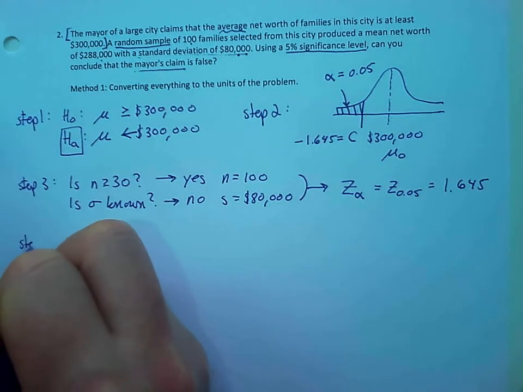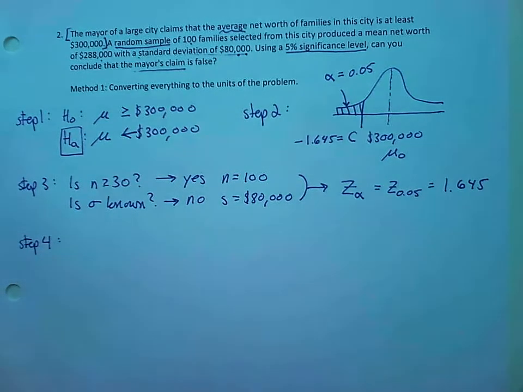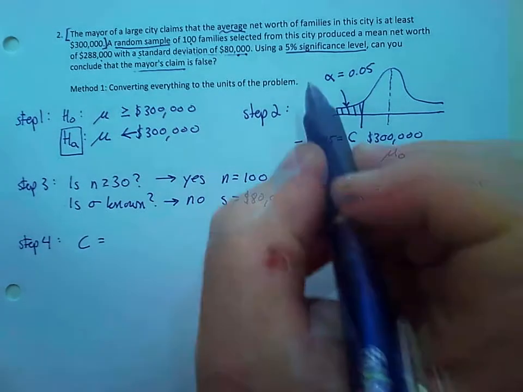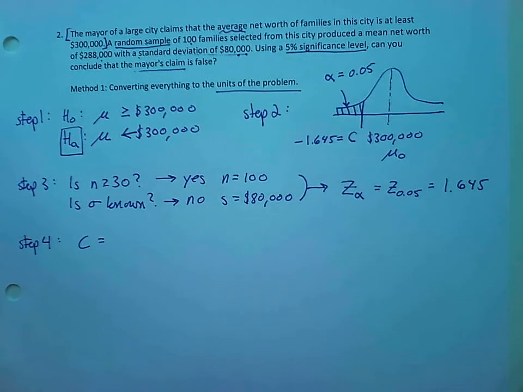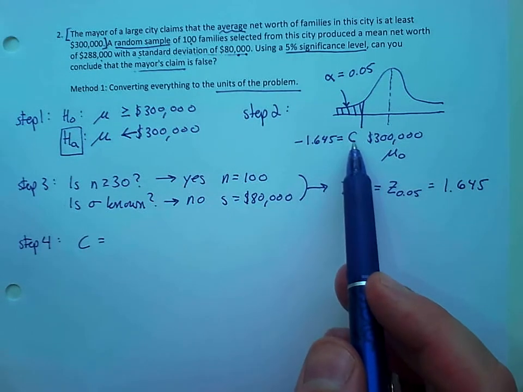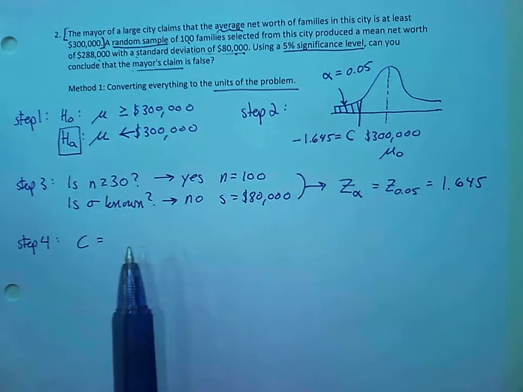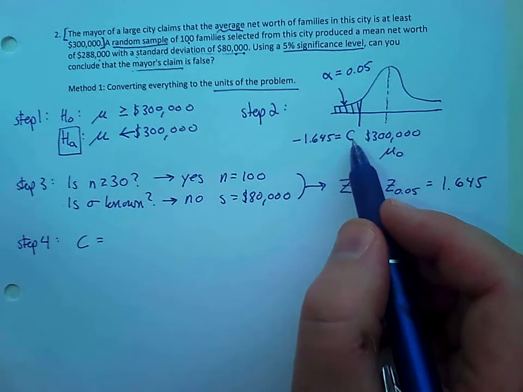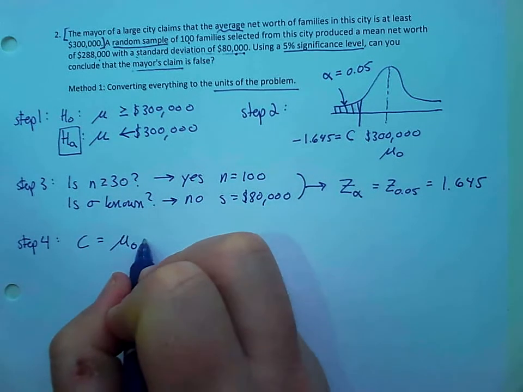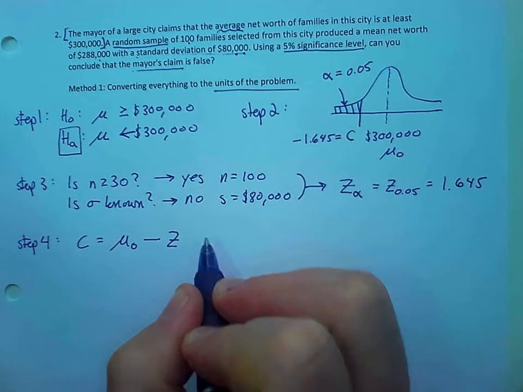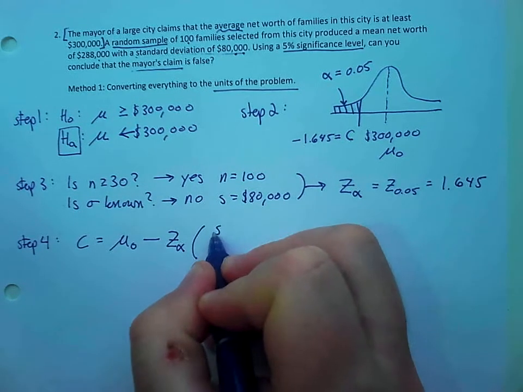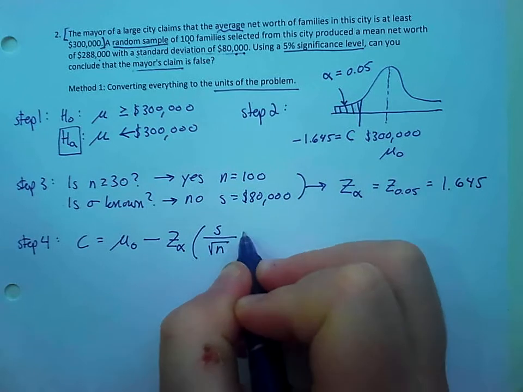What's step number 4? We're going to figure out what our critical value is in terms of the units of the problem. So here we have one critical value. It's our left-hand side critical value, which we're designating by C. And whenever we're trying to calculate the left-hand side critical value, we take mu naught and we subtract z sub alpha, now, times s divided by the square root of n.